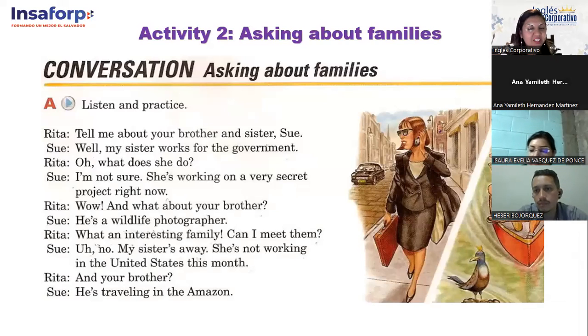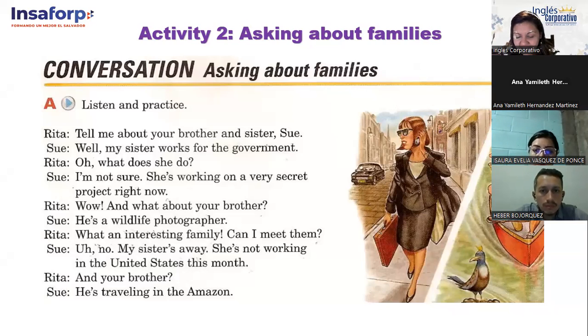Okay, there is a conversation between Rita and Sue. So I'm going to read the conversation. Tell me about your brother and sister, Sue. Well, my sister works for the government. Oh, what does she do? I'm not sure. She's working on a very secret project right now. Wow, and what about your brother? He's a wildlife photographer. What an interesting family. Can I meet them? Oh no, my sister's away. She's not working in the United States this month. And your brother? He's traveling in the Amazon.